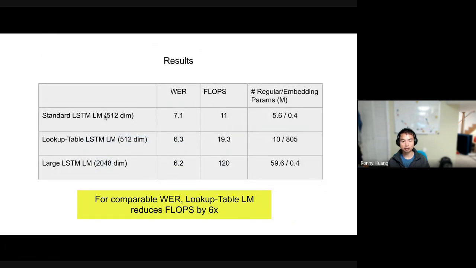Let's look at our results. The first row is the baseline standard LM. The second row is the same LM, but with our auxiliary lookup table. We achieve a 12% relative improvement in WER, modest increase in flops, and a large increase in the number of embeddings, which again can be stored off chip. Comparing to a large LSTM scaled up in the usual way, we get about the same performance, but for 6x less the cost in terms of latency and operations.